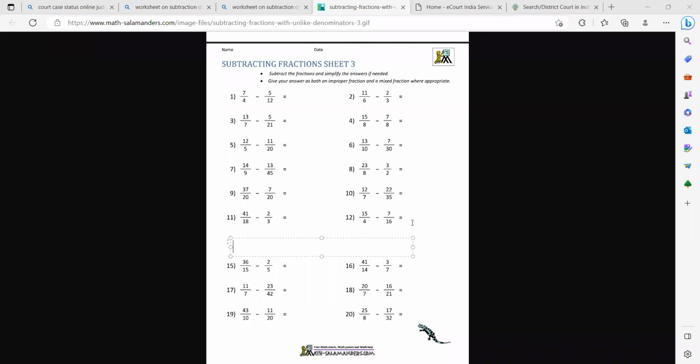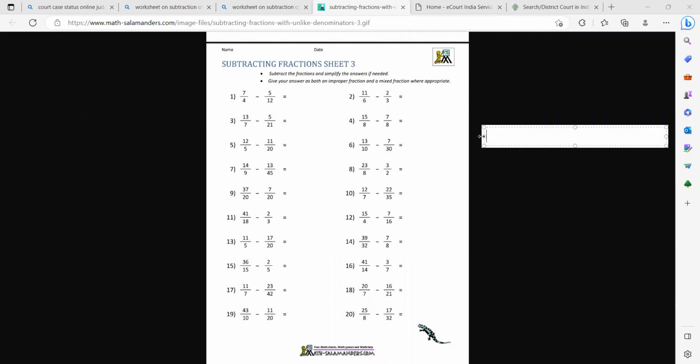Okay, today we are going to do the subtraction of fractions. I have already explained subtraction of fractions in my previous videos. Today we are going to do exercises on the subtraction of fractions. First pause my video, give your own answer, then check it with mine.